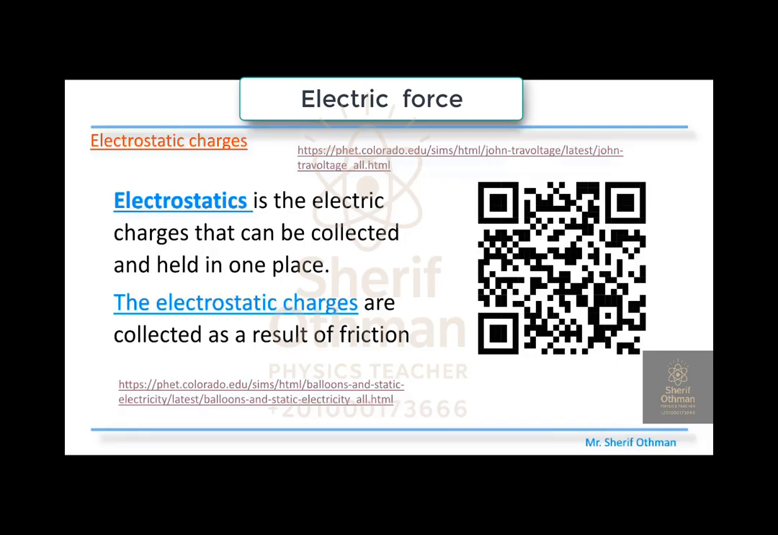Hello guys and welcome to a new lesson of physics. Today we are going to study a new topic which is called electric current and electrostatic charges.